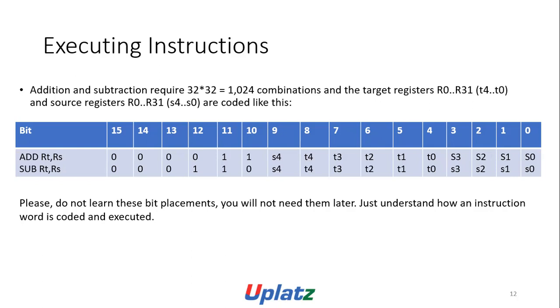Subtract RT from RS: 0001 10 S4 T4 T3 T2 T1 T0 S3 S2 S1 S0. Please do not learn this bit placement. You will not need it later. Just understand how an instruction word is coded and executed.